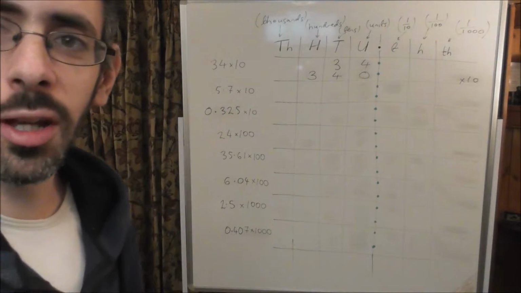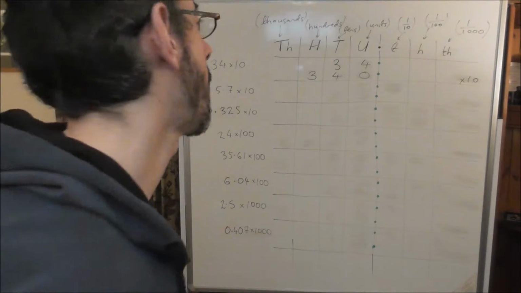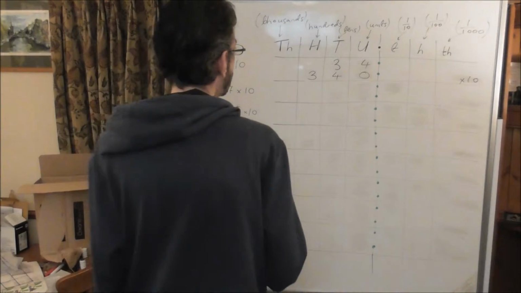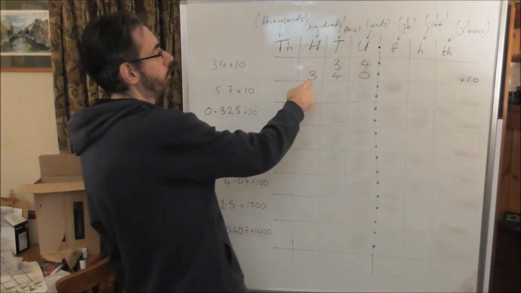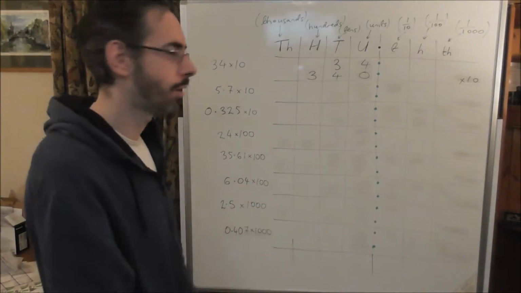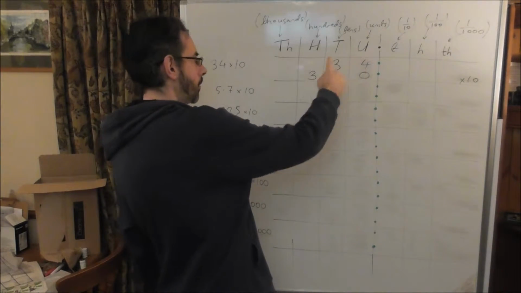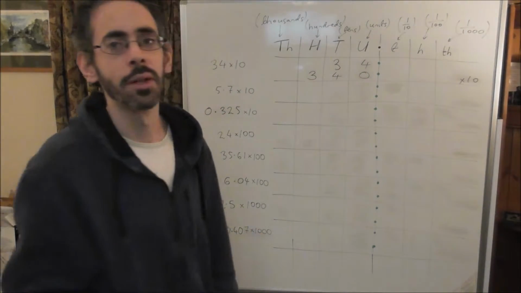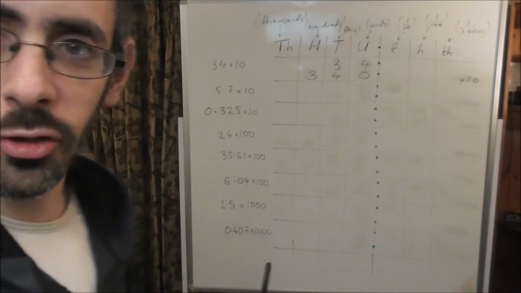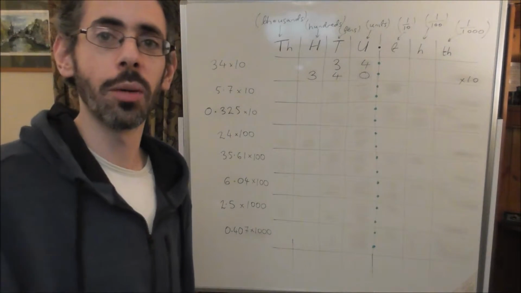So when you multiply by 10, you just move all the digits one place to the left. You could think of the 3 tens becoming 3 hundreds if you like when you multiply by 10. And the 4 units becoming 4 tens. When you move a digit one place to the left, its value becomes 10 times greater.